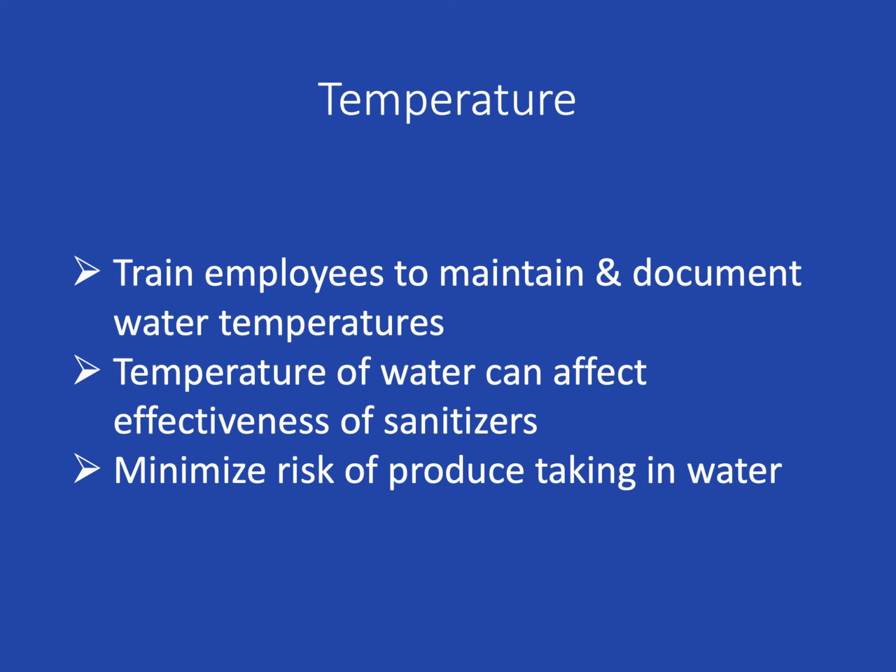In addition to pH, workers will also need to be trained in how to maintain, monitor, and document the temperature of the water. If the temperature of the water and the temperature of the produce vary too much, the effectiveness of the sanitizers can also be affected, and the produce is also at risk for taking up water, which would lead to a higher probability that it will become contaminated.